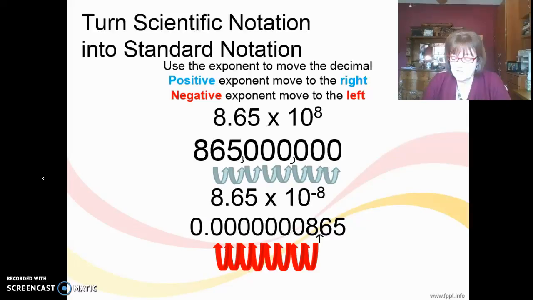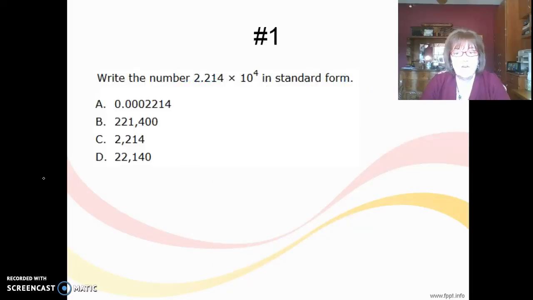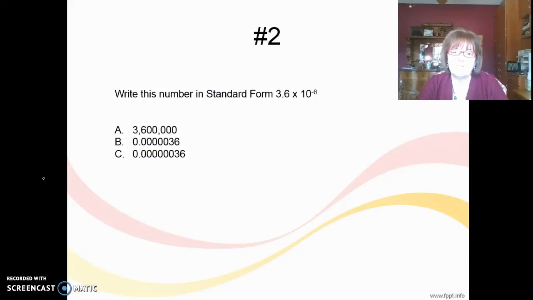Not hard. If you did the last lesson and practiced it, going back the other way shouldn't be hard at all. So, prove that to me. Here's one for you to try. Okay, try another one.